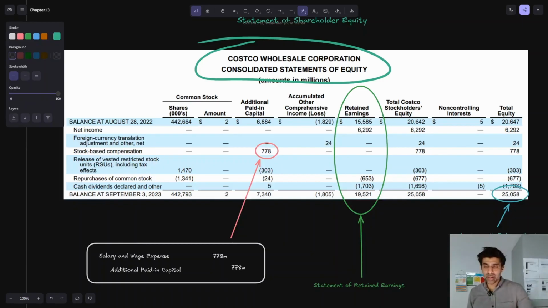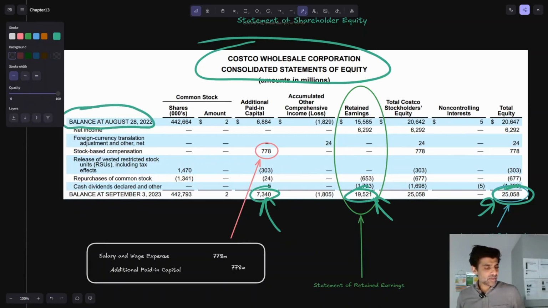The balance sheet only is going to really have these totals: this total equity, retained earnings, additional paid in capital. These totals will be on the balance sheet, but now you can see how they've changed over time. So you can see this is the balance as of the last year, and then this is the current balance sheet. So you can see the change in each of these account balances, and that's why this statement is useful. So we know this one, right?